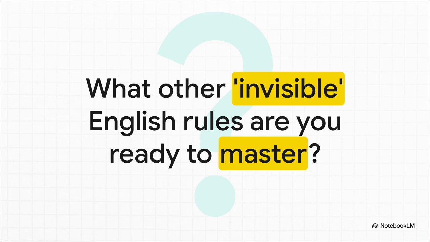So what you've really done today is learn how to see an invisible rule of English, one that makes a huge difference in how natural and fluent you sound. And it just goes to show you that understanding why the rules work is so much more powerful than just memorizing a bunch of corrections. So I'll leave you with this thought. What other invisible rules are you ready to see and master next?